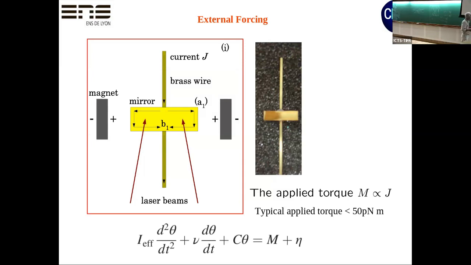In order to apply this torque, I put a wire behind the system. I put the system inside a magnetic field. Then I let a current go into the wire, and so I have a torque that is applied to my torsion pendulum.